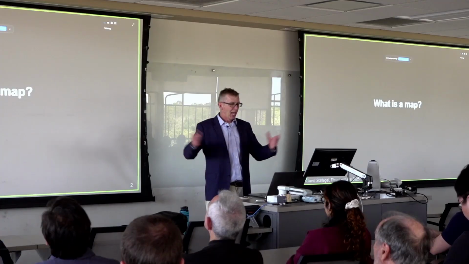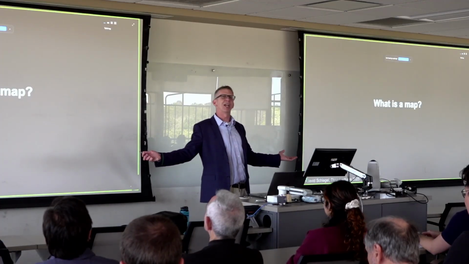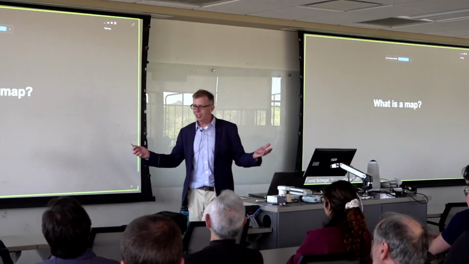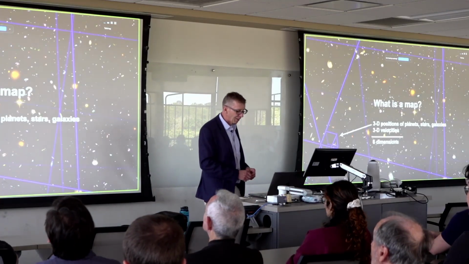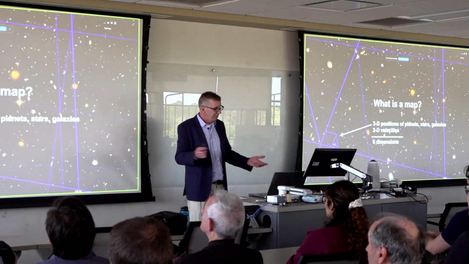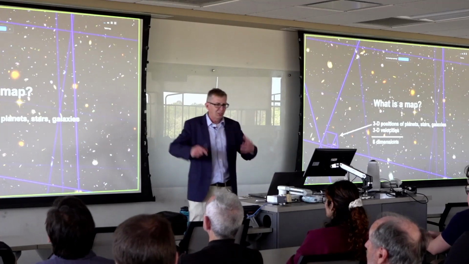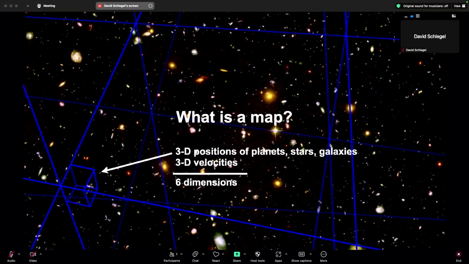Okay, and let's start with maps. Everyone likes a good map. It turns out it's a good way to learn about your universe. So simply put, a simple map would be to just measure the positions of things in space, so let's say planets or stars or galaxies, and ideally, if you could measure their velocities as well, you put all these things on a map.